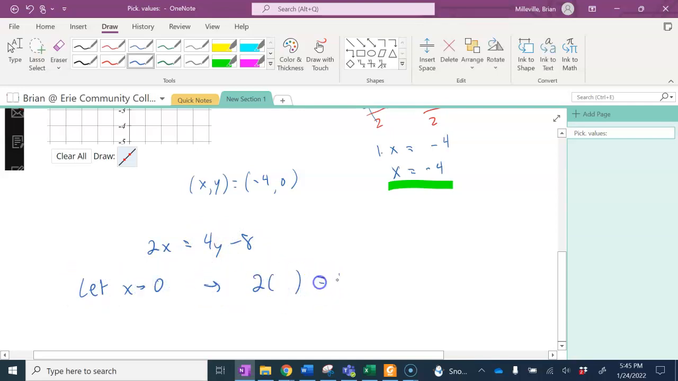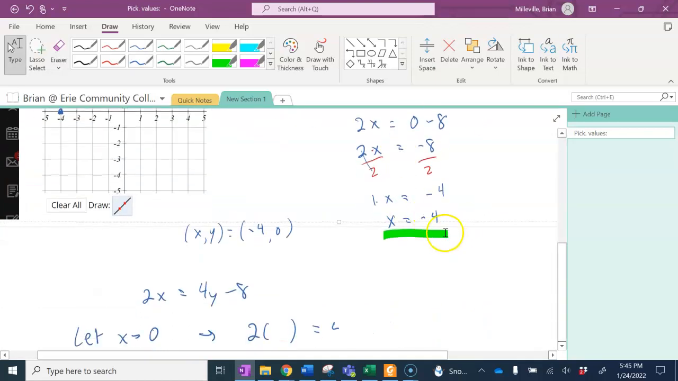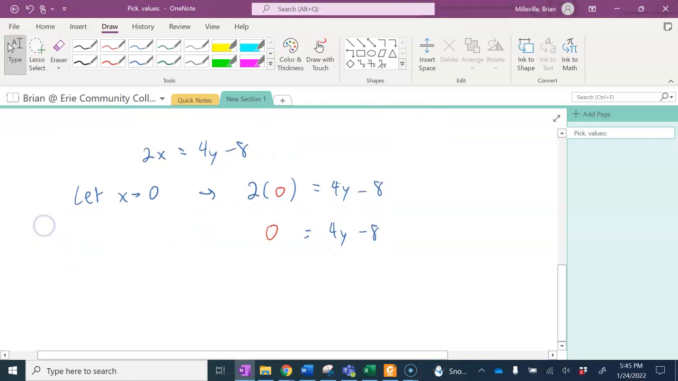So 2 times x is going to equal 4y minus 8. Again, we're going to plug in 0 for x this time. Now 2 times 0 gives us 0 on the left-hand side, equal to 4y minus 8. And now we have another linear equation which we need to solve for y.